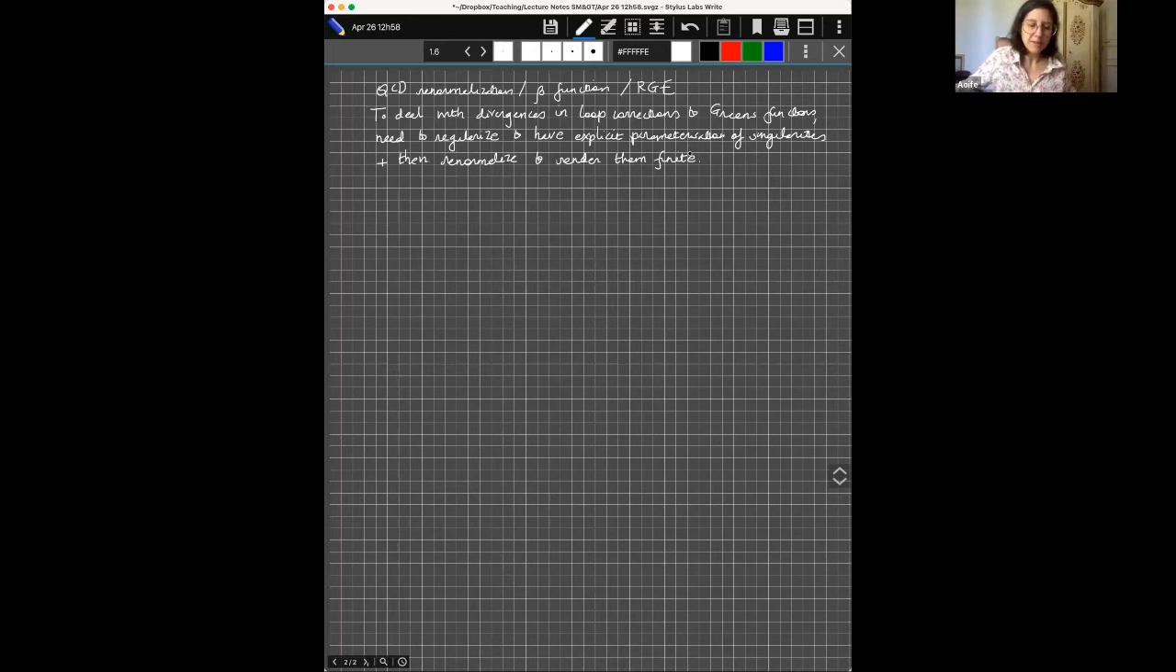So how is regularization generally done? Dimensional regularization. Yeah, what's that? We go to dimension 4 minus epsilon instead of 4 dimensions. And then why is that done? Write the divergence in terms of 1 over epsilon plus. Yeah, exactly. Very good, very good. Thank you.